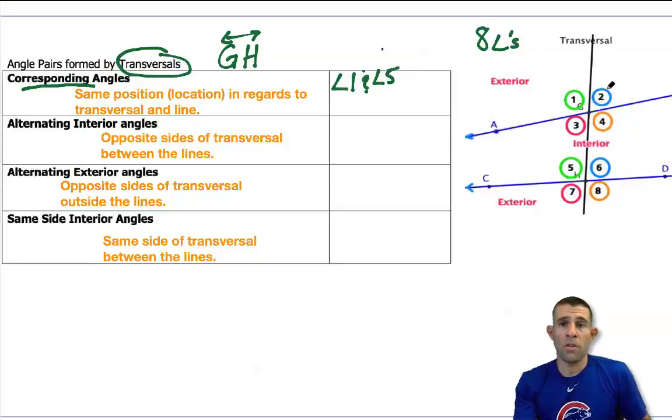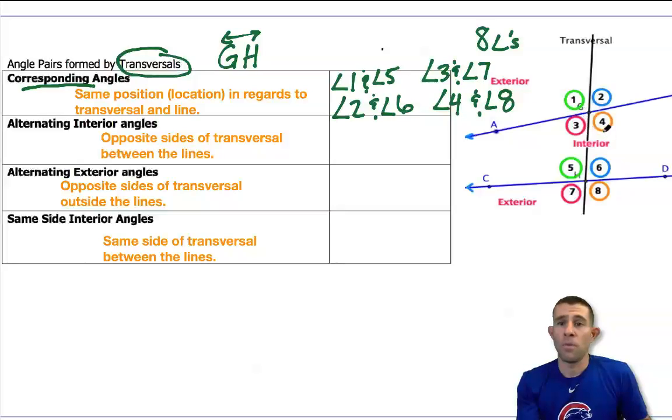Now another pair of corresponding angles are angle 2 and 6. You'll notice that both 2 and 6 are to the right of the transversal and above the line. So angle 2 and angle 6 are also corresponding. Now let's take a look at 3 and 7. They're to the left of the transversal and below the line. So angle 3 and angle 7 are also a pair of corresponding angles. And finally, our last ones, color-coded orange, are angle 4 and 8. You'll notice that they too have the same position. They're both below their lines and to the right of the transversal. So that's what it means to be corresponding angles.